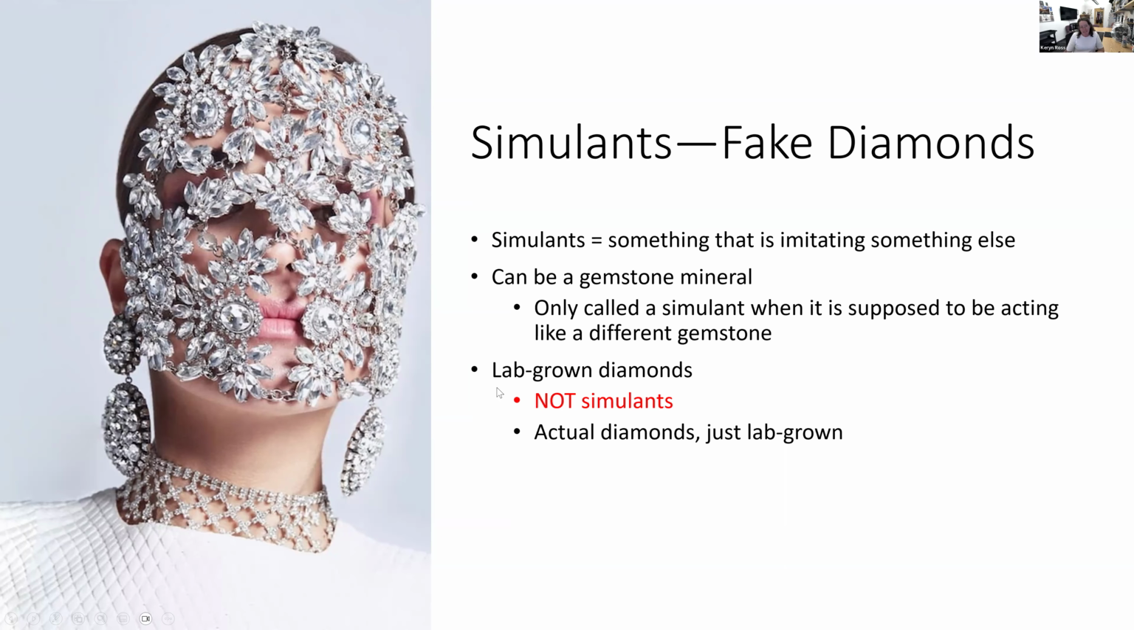Remember that when we're talking about simulants, we are not talking about lab-grown diamonds, okay? Lab-grown diamonds are actual genuine diamonds. They are synthetic, not the same as simulant. Simulant is fake, synthetic is made in a lab. You can actually have a true gemstone, like a piece of quartz. That's a true gemstone. You can have a piece of quartz be a gemstone simulant. It's only called a simulant when it's pretending to be a different gemstone.